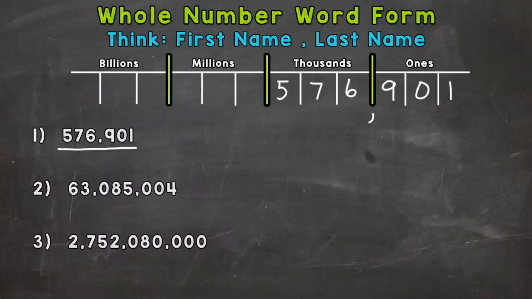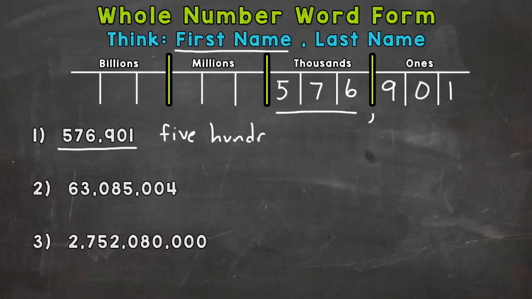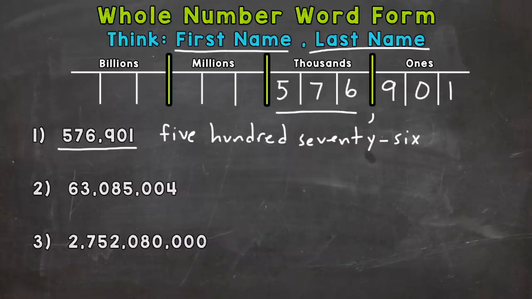So let's talk about first name, last name. And we want to take a look at this section here and read that number as is. That's going to be our first name. So 576. First name, 576. Now, last name, we take a look at what period that number is sitting in, and that's going to be the last name. So 576,000.